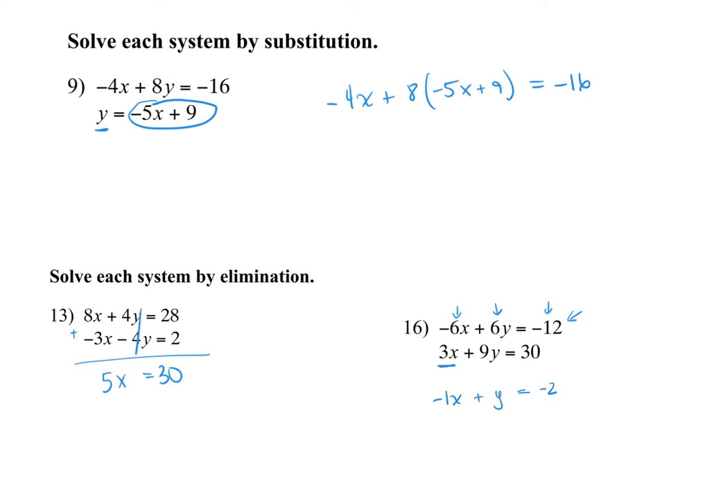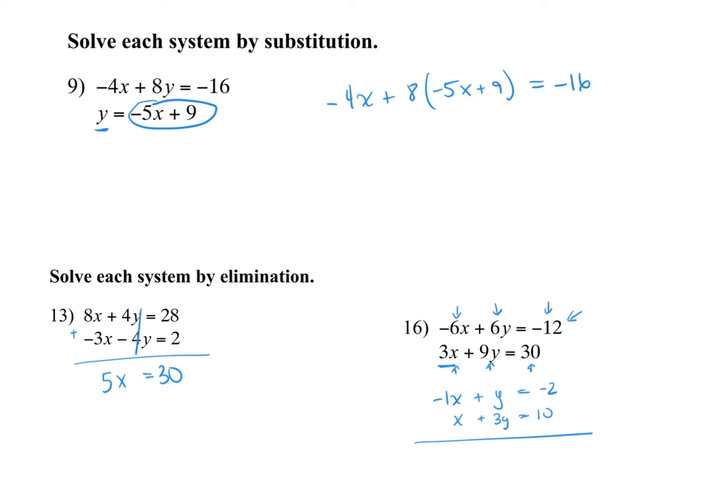What's everything in the second equation divisible by? 3. If I divide this by 3, I get positive x. If I divide this by 3, I get 3y. And if I divide this by 3, I get 10. I have a negative 1x and a positive 1x. You can multiply equations or divide equations as long as you divide every single one of them or multiply every single one of them. Both of those methods would work. Multiplying the second equation would eliminate my x, or dividing out the common factor of those two equations would also eliminate my x.